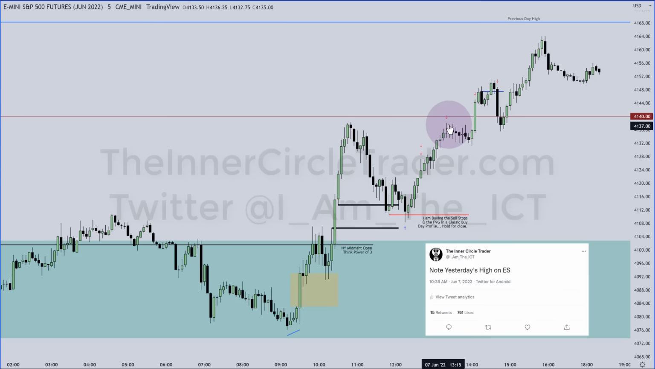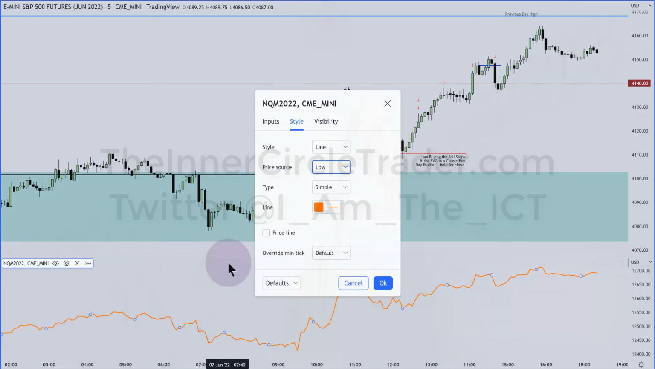Old high, yes, yes, and yes. Okay. So I mentioned I'll go into the SMT divergences in here. So let's do that now. All right. So I'm adding the little compare tab. It's a little plus symbol up here.